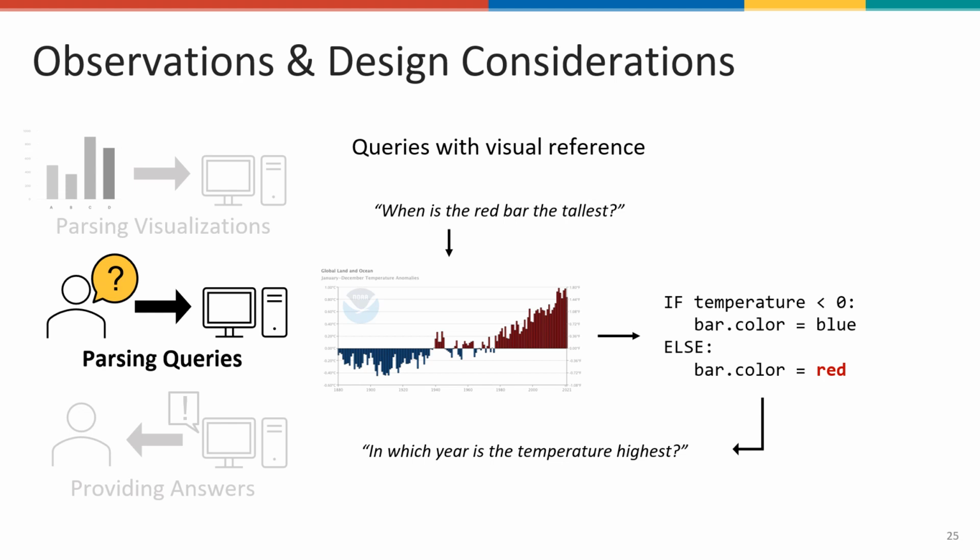We found that BLV people use visual references as much as sighted people do, so the system should be able to parse utterances using graphical elements of the visualization. Here, the query asks something about the red bar, which is interpreted by using the specification of the digital visualization.